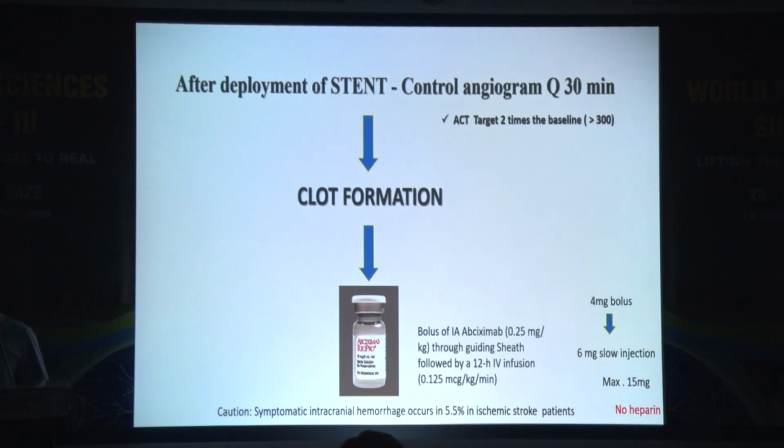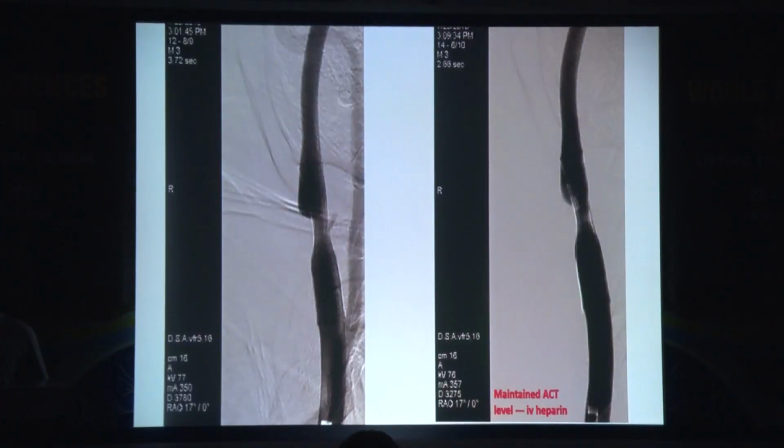After that, we usually watch for any neurological deficit. If it is there, then we can take the patient again to the lab and we can give abciximab again. So this is a case example. After deployment of the stent, there was no clot formation when we watched this patient, and we maintained ACT above 2 times the baseline or above the 300 level. But despite our best effort, the patient got clot formation around the stent.